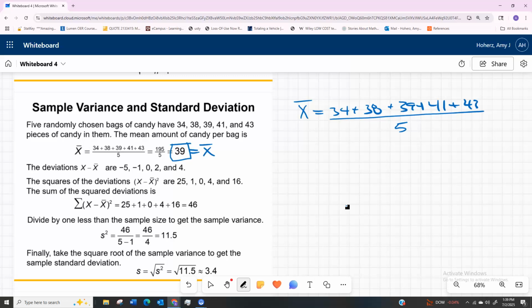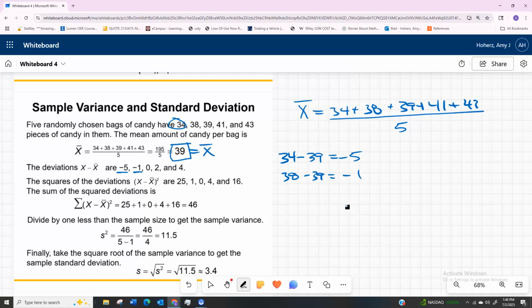Now we're going to do the deviations. So we're going to take each of those and figure out how far they are from the average. So the first bag was 34. We subtract 39 and we get -5. So that first bag of candy, the one that had 34 in it, was 5 below the average. The next bag of candy at 38 is 1 below the average. 38 minus 39 is -1.